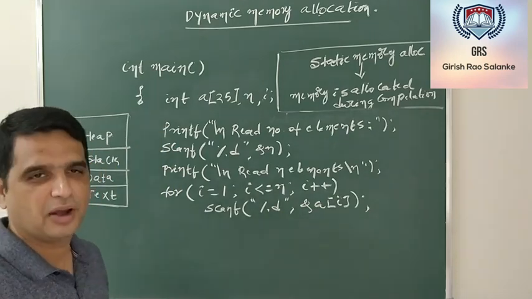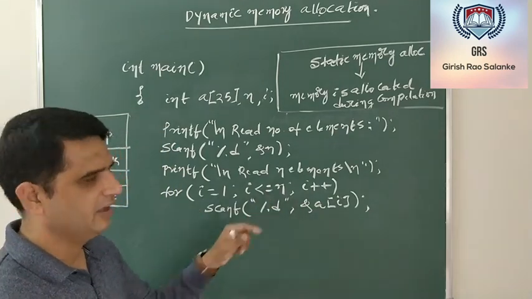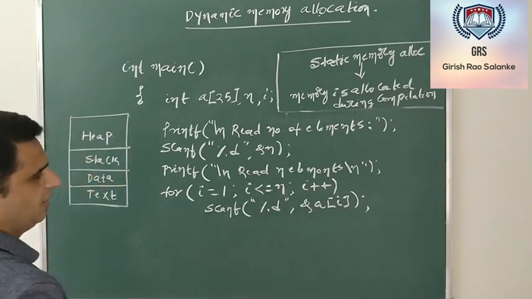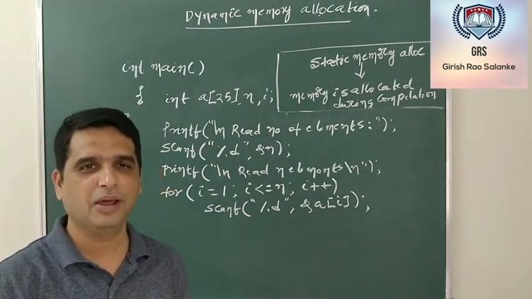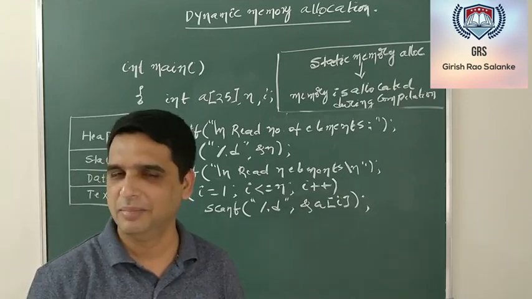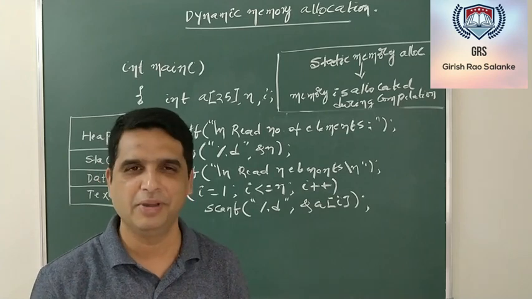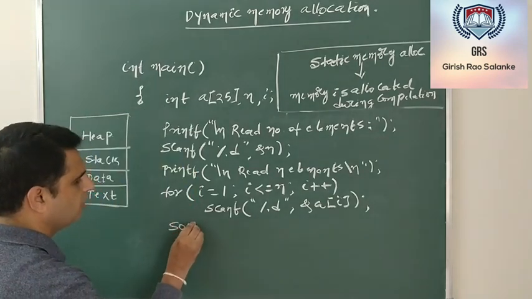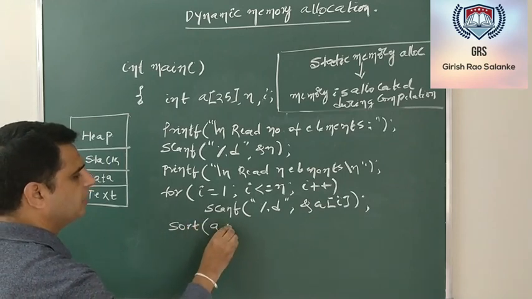I am running the for loop from 1, iterating till the value of n. Assume that my objective of this program is to sort all the numbers that I have read using some sorting algorithm. It might be a bubble sort, or a merge sort, or anything else. So what I will do, I will call the function sort, to which the arguments are a comma n.